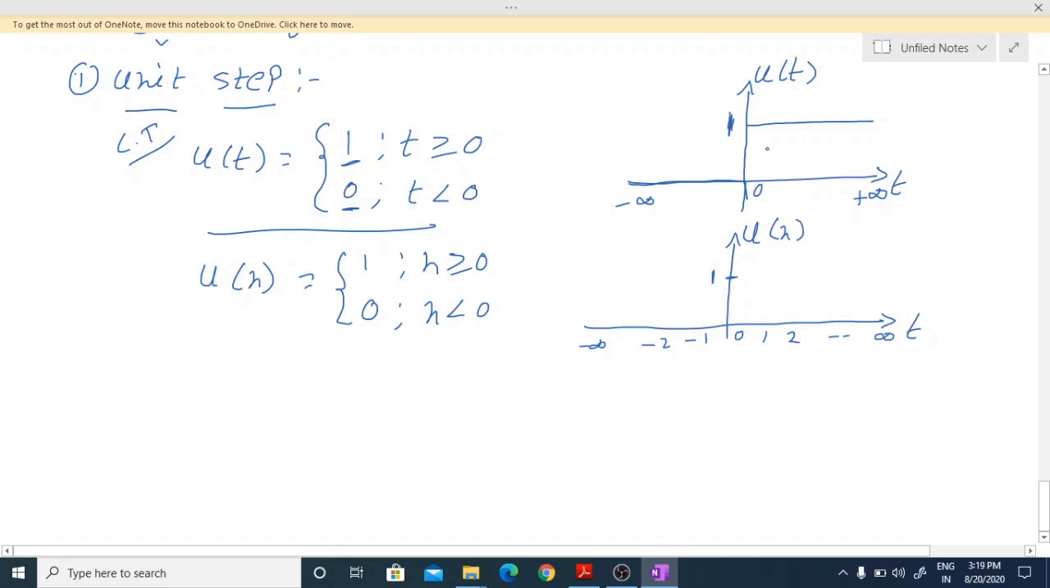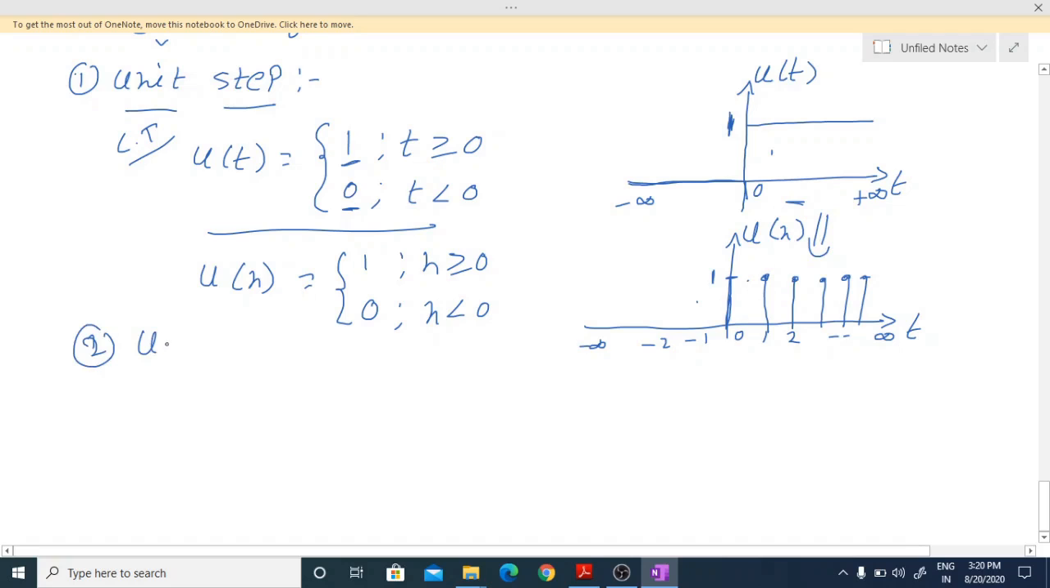Now we can represent the same u of t in the discrete case. So this is the representation of the corresponding continuous unit step signal in the discrete case.